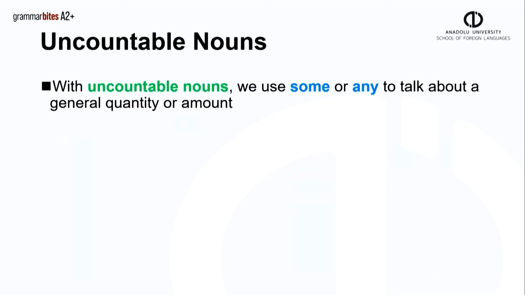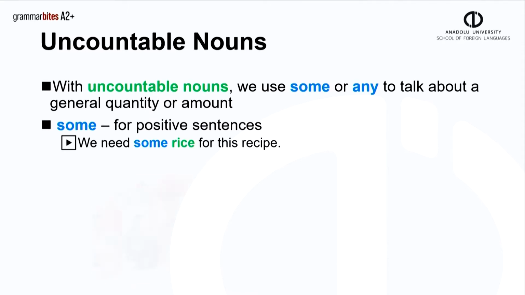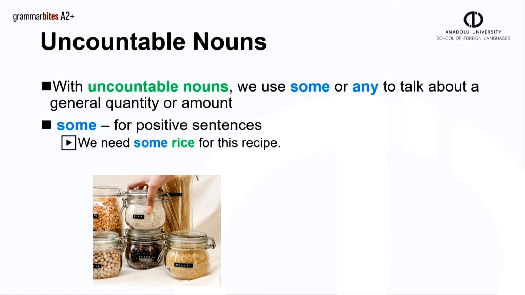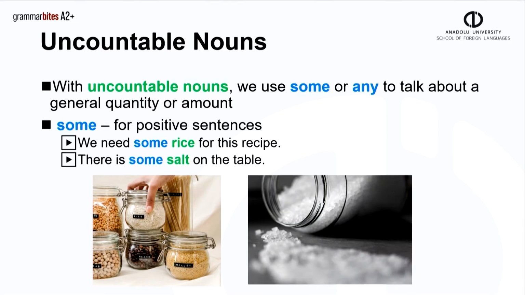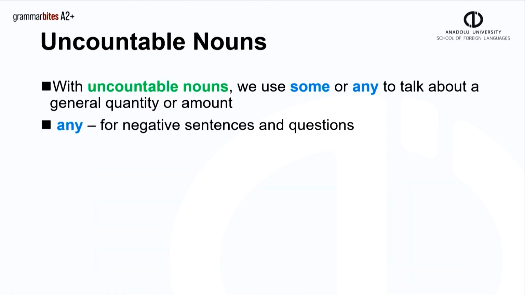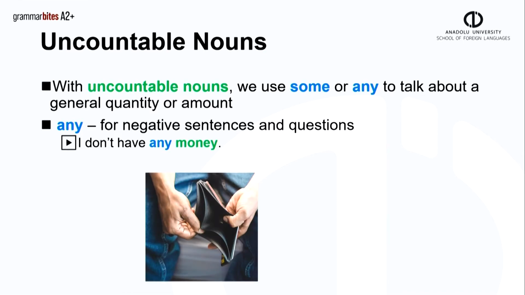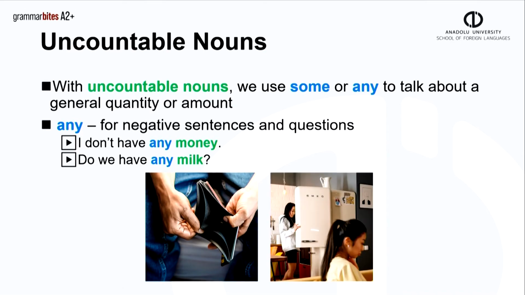With uncountable nouns, we can use some or any to talk about a general quantity or amount. Some for positive sentences. We need some rice for this recipe. There is some salt on the table. But we use any for negative sentences and questions. I don't have any money. Do we have any milk?